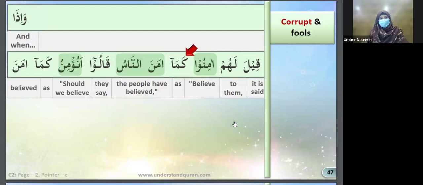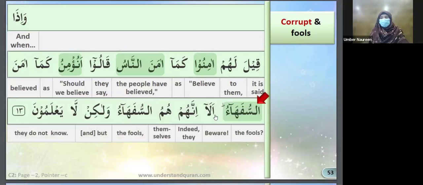Yes, it is ka. Ka means like, and here kama we are reading as. Kama as, amana, annasu, the people have believed. Qalu, they say, anu'minu, should we believe? Kama as, amana, believed.